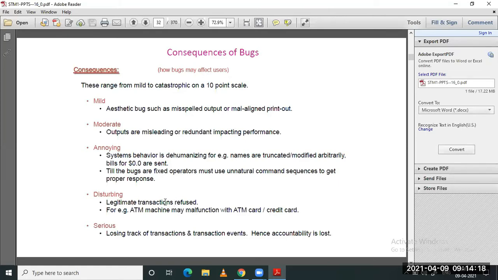Serious bugs. Serious bugs is nothing but losing track of transactions and transaction events, hence accountability is lost. If you take the example of your bank account, in that bank account you lose your transaction events, and hence accountability is lost. How much money you withdrew from the bank, and how much money you deposited in the bank, all this accountability is lost. That type of bug we call a serious bug.